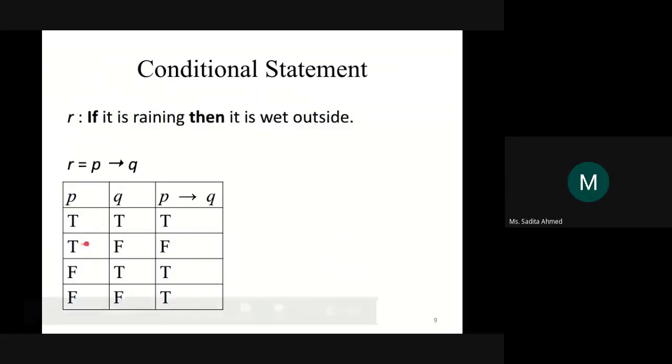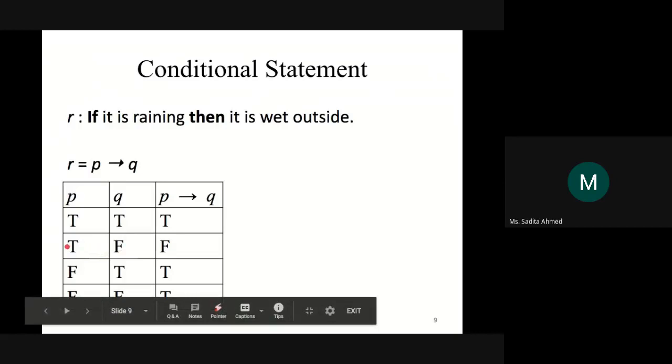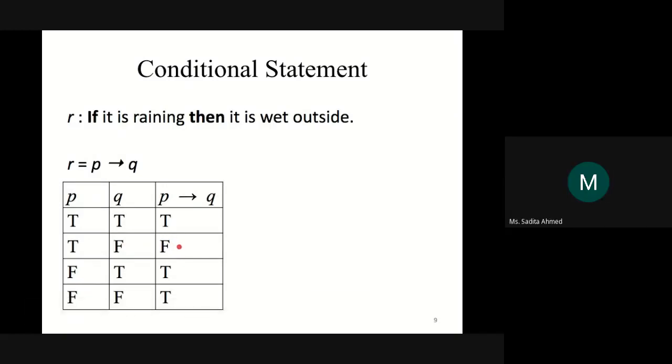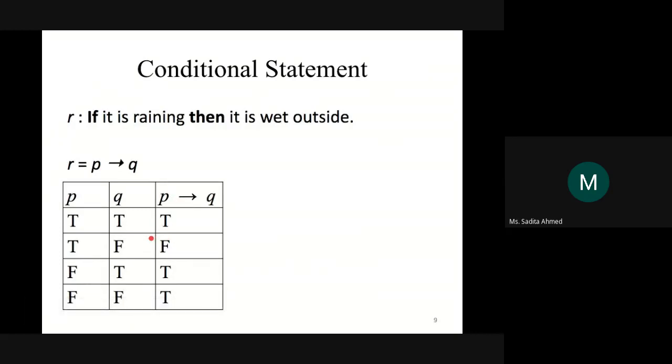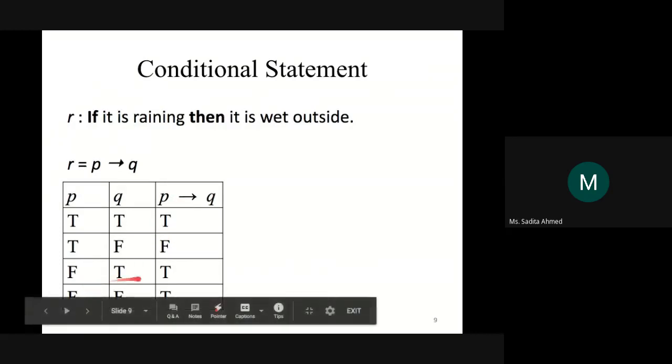So that's why for the second combination, if P is true and Q is false, it does not satisfy the condition. And since it doesn't satisfy the condition, the output of P implies Q will be false. Because the condition is not satisfied, as simple as that. Hence, R will have the truth value of false for this combination. So far, it's straightforward for the first two combinations. It gets tricky for the last two.